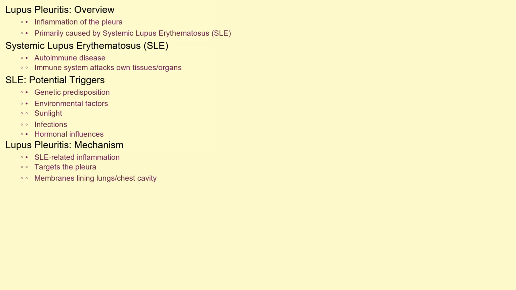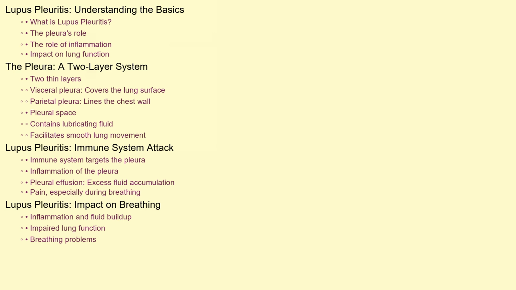Lupus pleuritis arises when cell-related inflammation targets the pleura, the delicate membranes that line the lungs and the inside of the chest cavity. To understand lupus pleuritis, we need to understand the pleura. Imagine two thin layers, one hugging the lung surface and the other lining the chest wall. Between these layers is a small space filled with lubricating fluid, allowing the lungs to expand and contract smoothly during breathing.